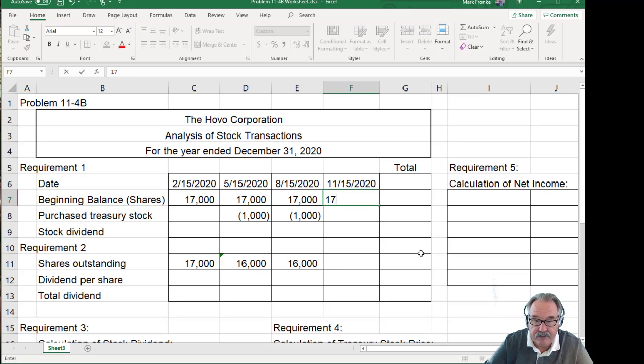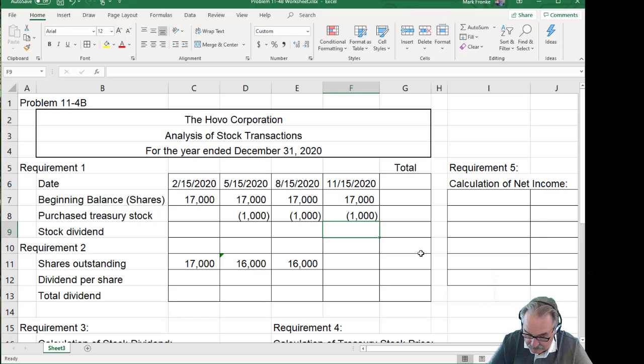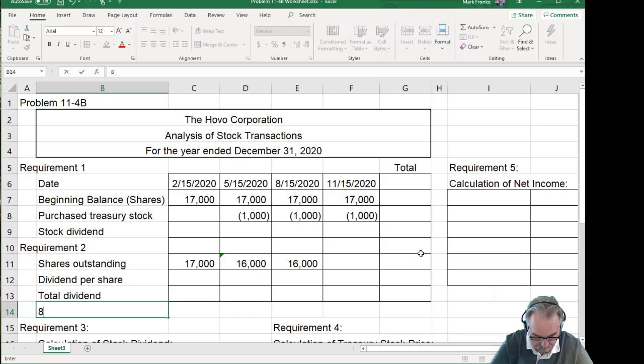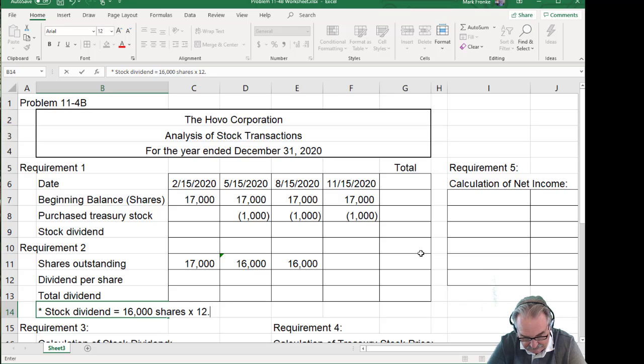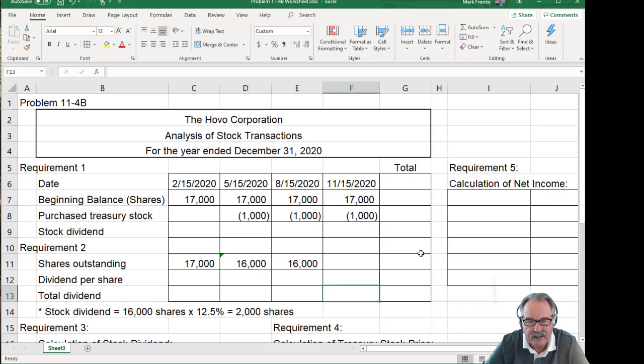And for November the 15th, we had 17,000 shares. We still had the 1,000 treasury shares; again, we're just starting at the beginning of the year and making these adjustments. We paid a stock dividend. Now let's go down here and we'll make a little schedule or a calculation. I'm just going to put a star and say stock dividend equals 16,000 shares times 12.5%, which is equal to 2,000 shares. That's how we know what the stock dividend was.